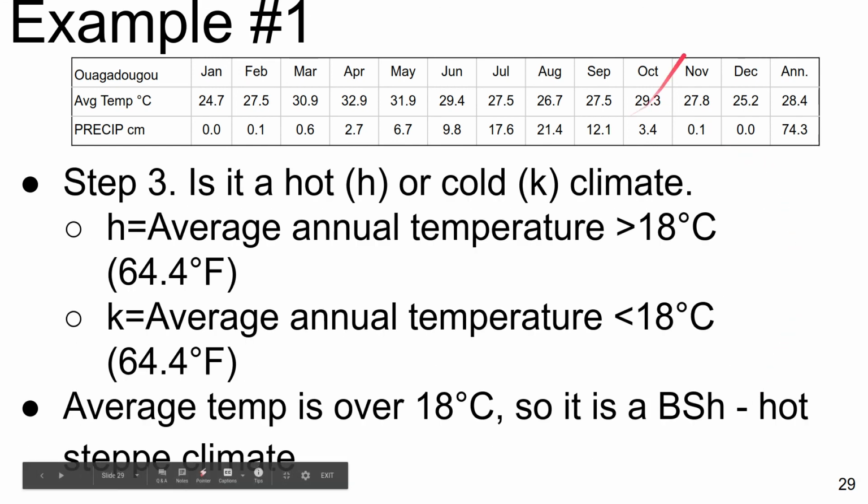We have to determine, is it a hot or cold climate? The average annual temperature is 28. That's greater than 18, so it's hot. So BSH is the symbol. Hot steppe climate is the name.